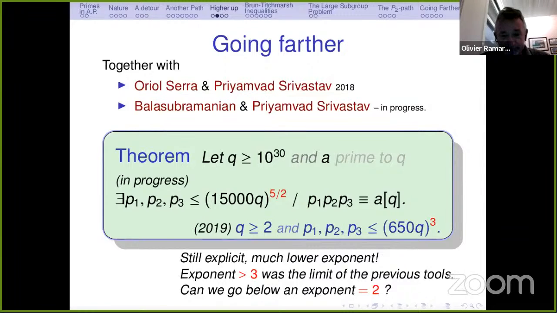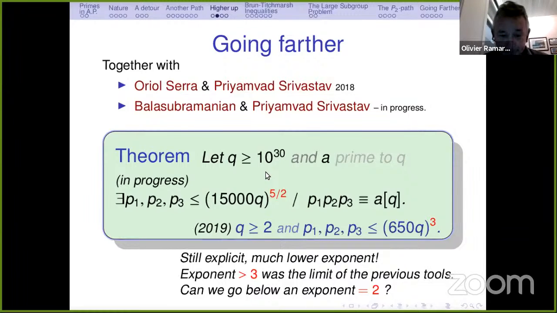Okay. So once we have a method that we believe is good, we started investigating it with Oriol Serra and Priyamvad Srivastava, and then with Balu and Priyamvad. This work is in progress. It's essentially completed, but the paper is written and now it's too big and has to be split in parts. Anyway, here is what we obtained just now. If you take Q a bit large, but not too large, you can find primes P1, P2, P3 so that the product is congruent to A modulo Q. And this time these primes are less than Q to the 5/2.